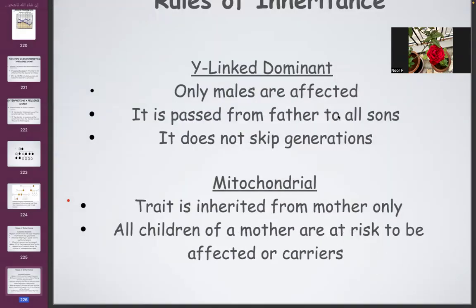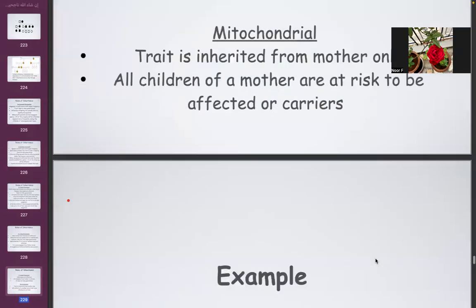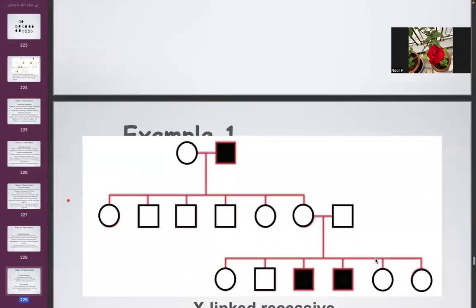Y-linked dominant. Only males are affected. It is passed from father to all sons. It does not skip generations. Mitochondrial trait is inherited from the mother only. All children of a mother are at risk to be affected or carriers. Example.